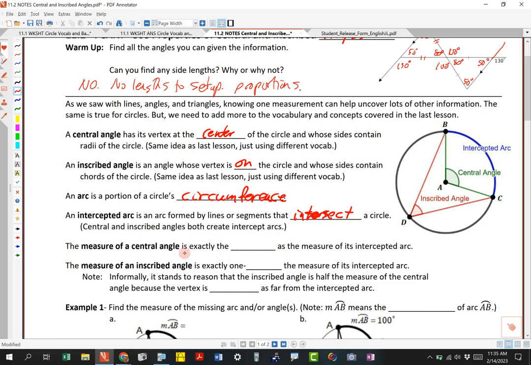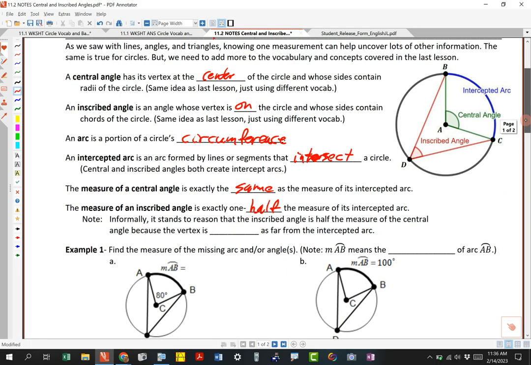Okay? The measure of a central angle is exactly the same as the intercepted arc. So we measure angles, generally speaking, in degrees. We also measure arcs in degrees. Okay? Not arc length, just the arc. And the measure of an inscribed angle is exactly 1/2 of the arc that it intercepts.